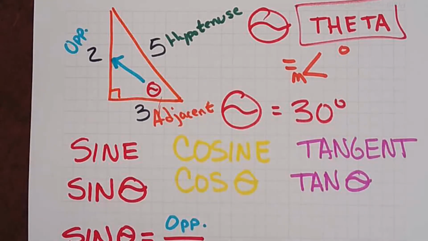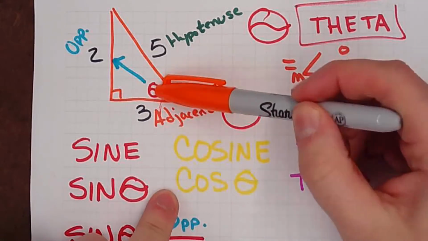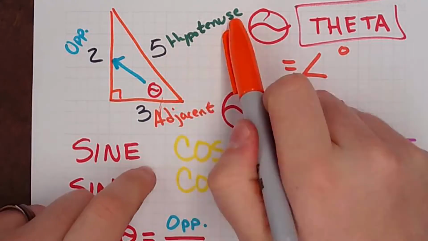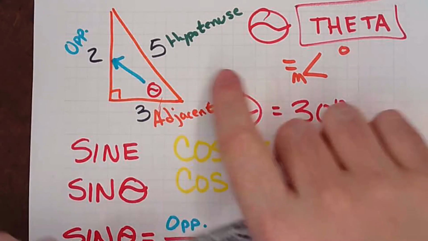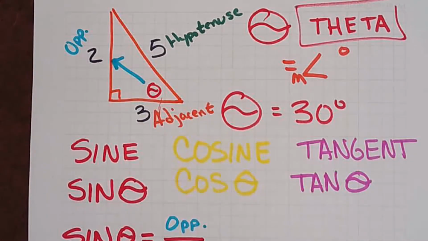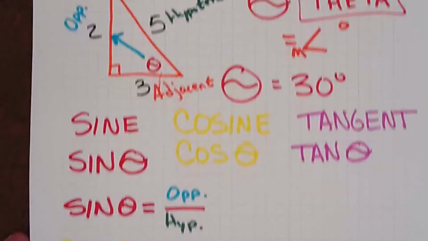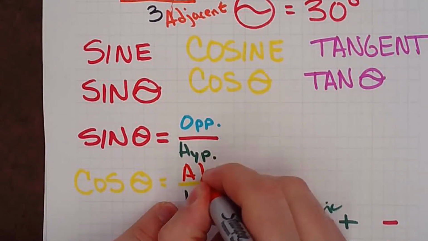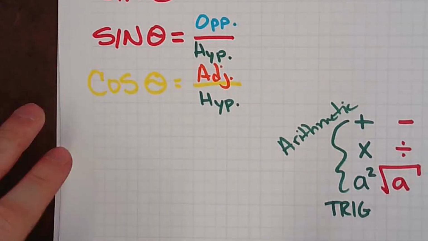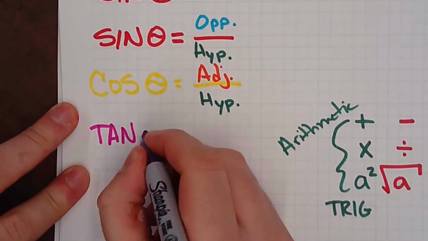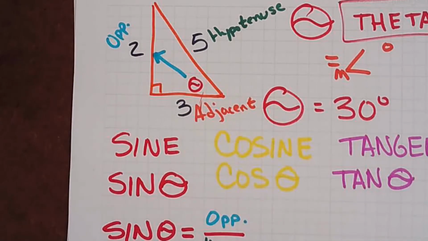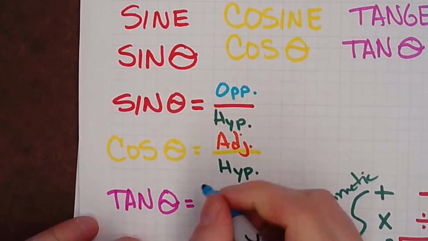Gotcha. So adjacent means next to. Opposite means across. Okay? Hypotenuse is the biggest side, the most important. So the adjacent goes over the hypotenuse for cosine. Our last trig function. What's our last trig function? Tangent. Tangent, thank you very much. Tangent of theta, again, taking that same angle, is going to be the opposite over the adjacent.